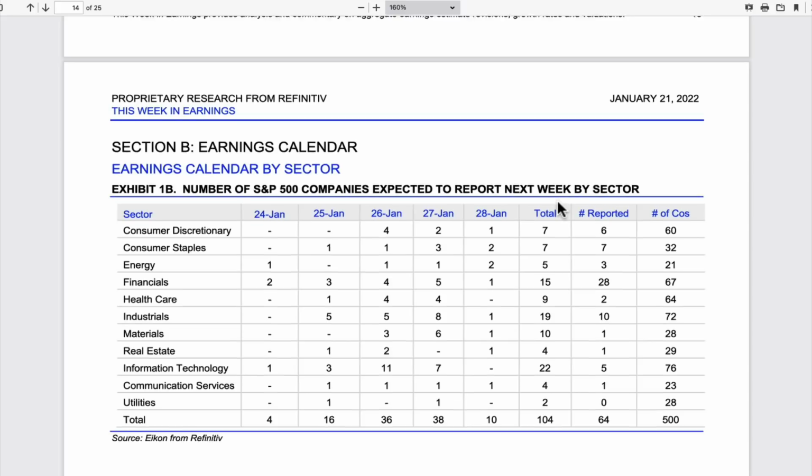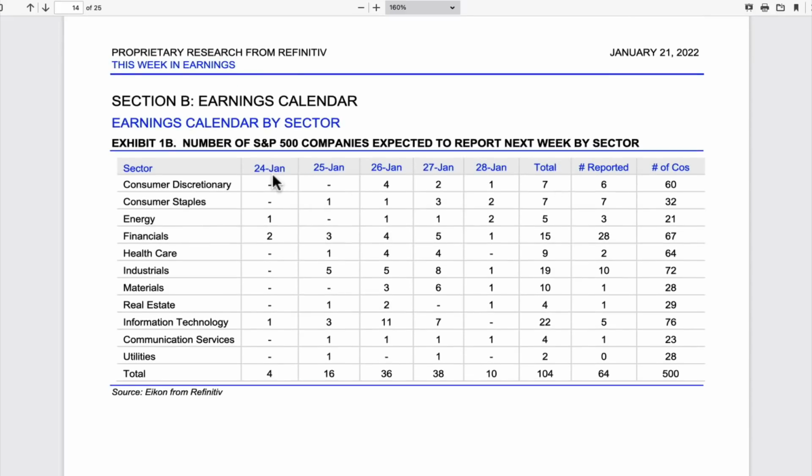We keep going. Earnings calendar. January 24th, 25th, 26th. It tells you what sectors are going to be reporting, and it's a mixture across all the sectors. Consumer discretionary 60, whereas the industrials down here, 72 of them. Remember now that it had the highest earnings surprise and 100% beat. So with industrials, I think that we pay a lot of attention here. We're not going to get much till the 25th, with Thursday being the big one.